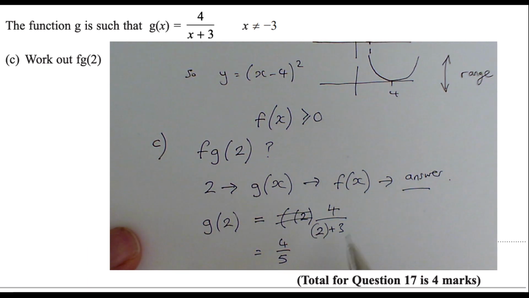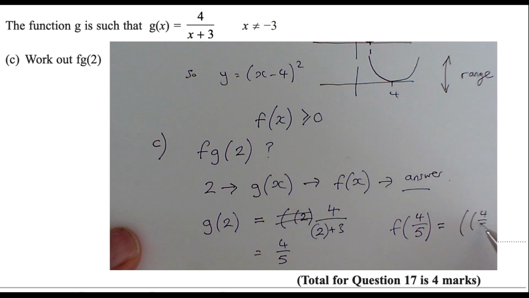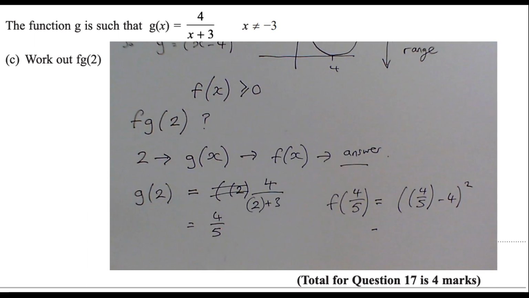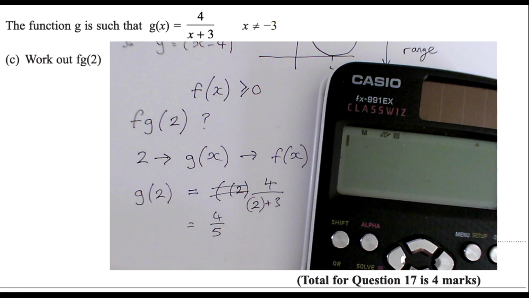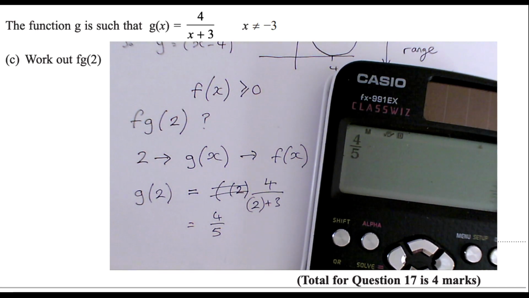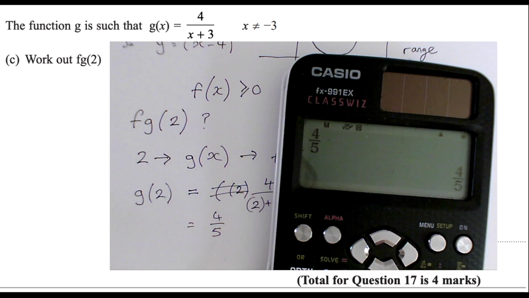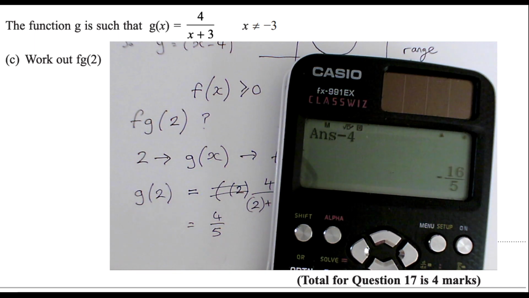So 2 is going to the g machine, out comes 4/5. I'm now going to put that 4/5 into the f machine. Here we go. Now that function is (x minus 4) squared. So it's (4/5 minus 4) all squared. And that is something I could do on my calculator, I think. So I'm going to do 4/5 take away 4. Yep, 4/5 take away 4 gives me that. Now I need to square it.